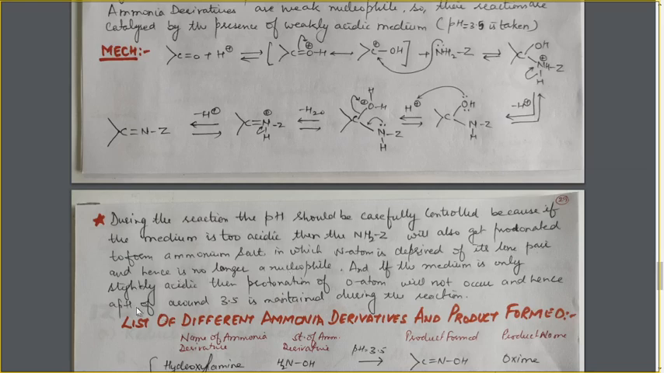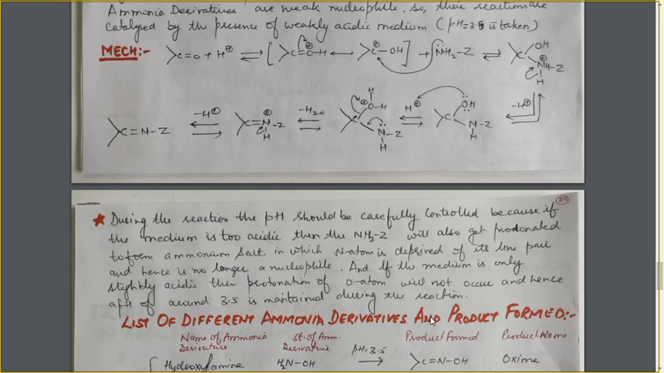And if the medium is only slightly acidic, at pH around 5 to 6, then due to the presence of very little H positive ion, the protonation of this carbonyl group will not take place sufficiently, and as a result the reaction will not take place. So the protonation of the oxygen atom will not occur, and hence a pH of around 3.5 is maintained during the reaction. So this is the reason why we have taken the weakly acidic medium.